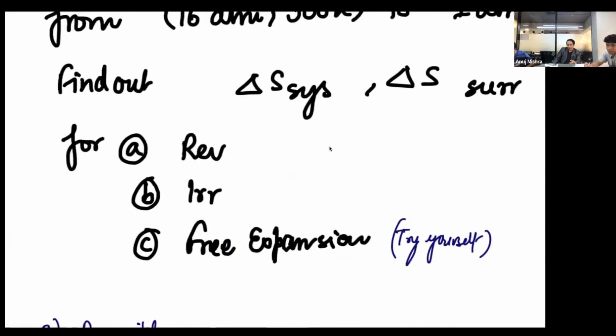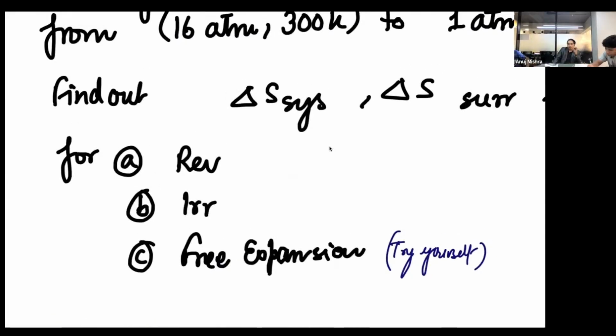Right, now free expansion. When the definitions are known for free expansion, then you can do it yourself. Free expansion is when you expand against zero external pressure. When you expand gas against zero external pressure, that means P external is zero. So what is the work done value for this? Zero.